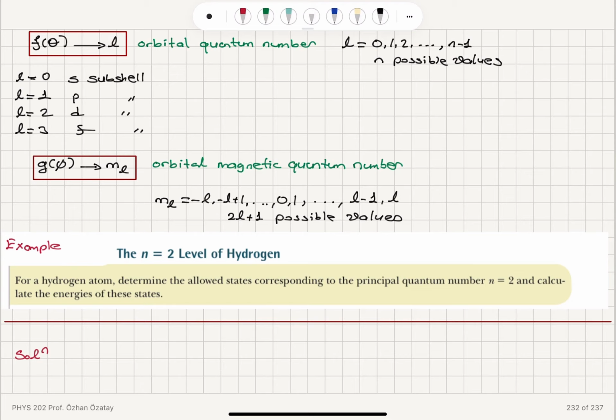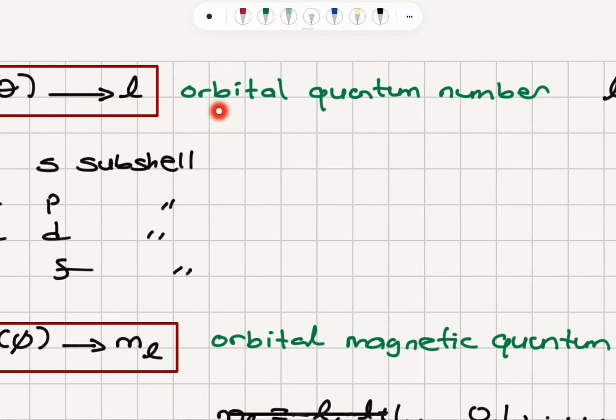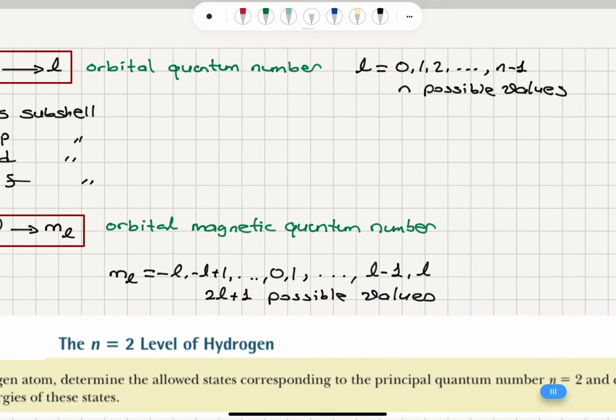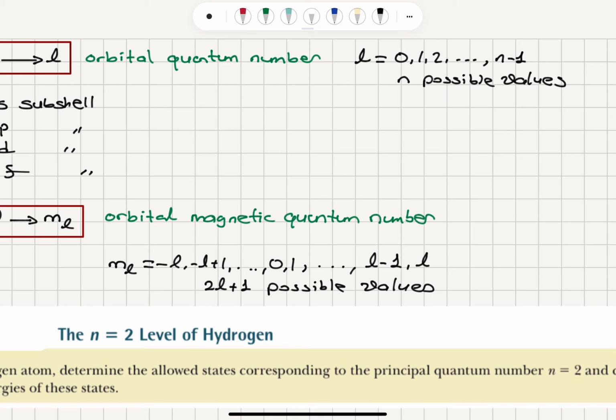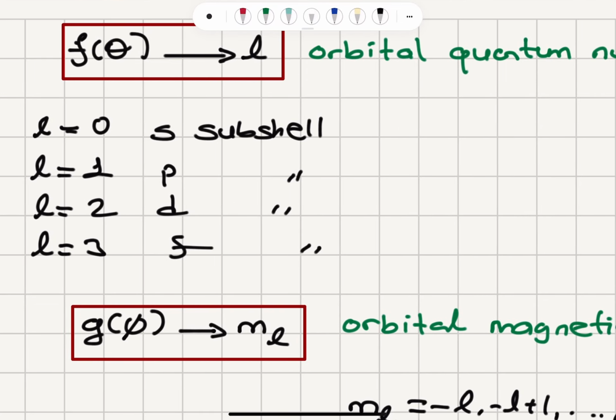Now, if I look at the azimuthal solution, f of theta, that gives me another quantum number, l, which is called the orbital quantum number. And this l can take values between 0 and n minus 1. So it's 0, 1, 2 up to n minus 1. How many possible values do we have here? n possible values for l, the orbital quantum number. l equals 0 is called the s subshell, l equals 1 is the p subshell, l equals 2 the d subshell, l equals 3 the f subshell.